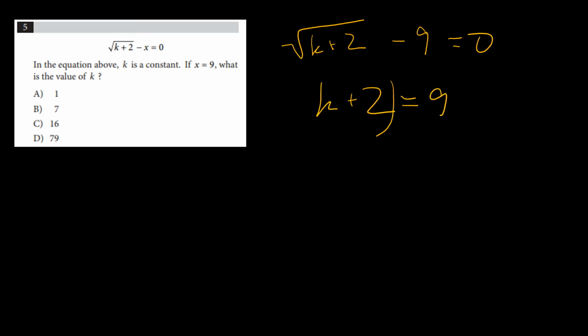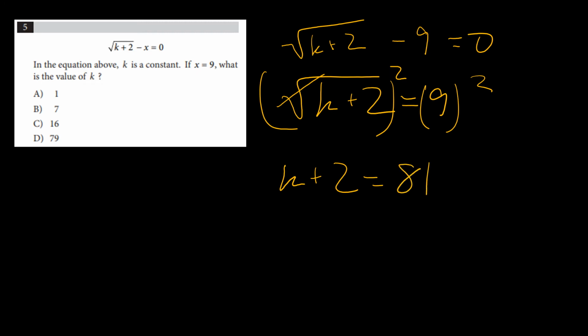In the equation above, k is a constant. If x equals 9, what is the value of k? So let's do it real quick. The square root of k plus 2 minus 9 equals 0. Add my 9 over. I'm going to square both sides to get rid of that square root. We get k plus 2 equals 9 squared, which is 81. Subtract the 2 over, k equals 79. Boom.